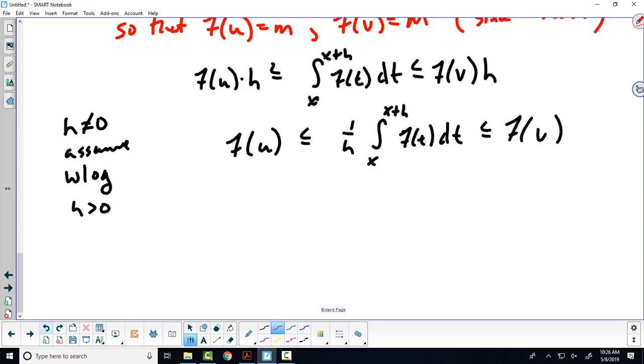Good guess? What's that? The squeeze theorem? Yeah, the squeeze theorem, the sandwich theorem. You can call it whatever you want. The sandwich theorem, the squeeze theorem.